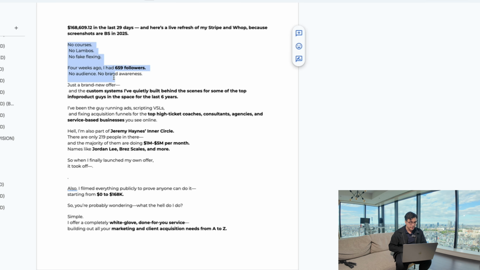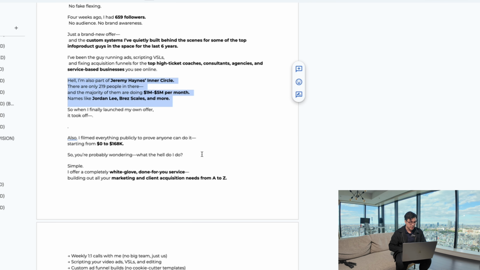So the bridge here is already quite long. It just reiterates the hook, which is fast money. And the bridge doesn't mention anything in terms of my ICP, like who I'm talking to and what my offer is. Just the custom systems I built behind the scenes for some of the top info product guys in the last 6 years. And then I don't even get to what I offer yet. I'm also part of Jeremy Haynes' inner circle. That's keyword hacking, using Jeremy Haynes' name to filter for people who are much more qualified, but that did not work for this specific case.